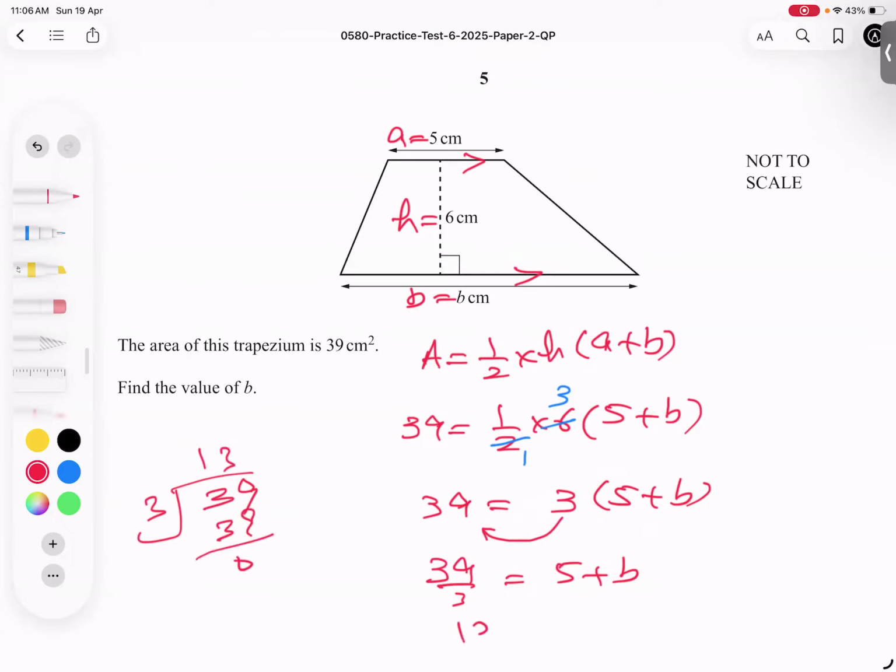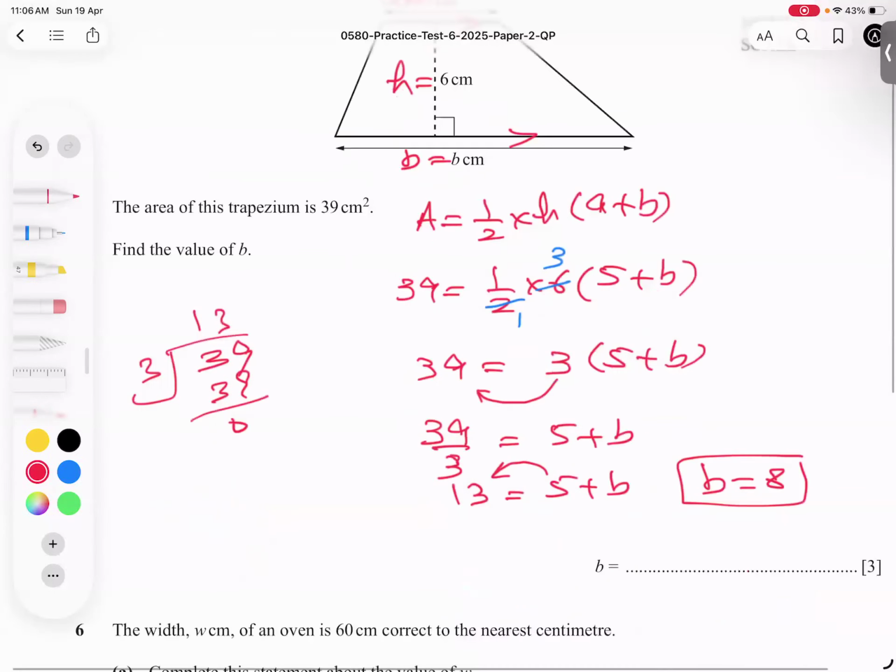So I got a 13 here. So 13, I got it, 5 plus b, and this will go and subtract. From 13, 5 subtracted, I got 8. I believe the point is very clear.